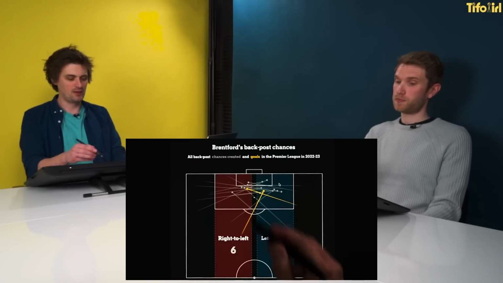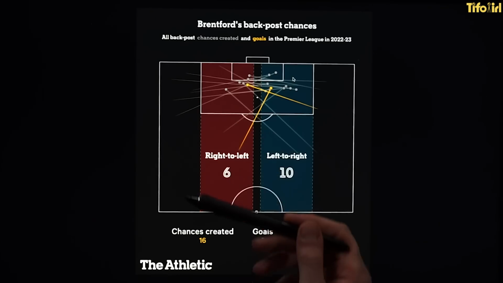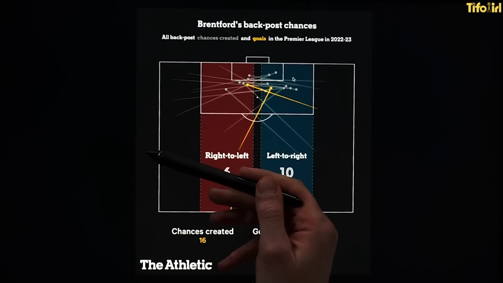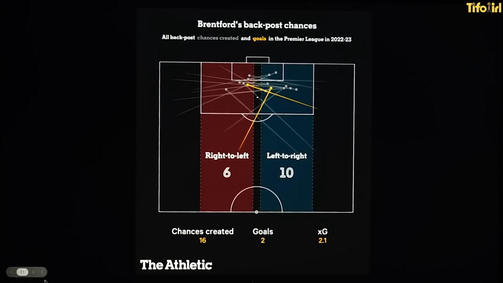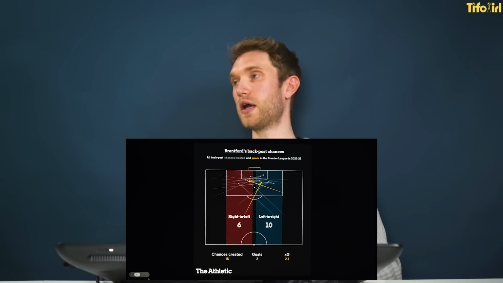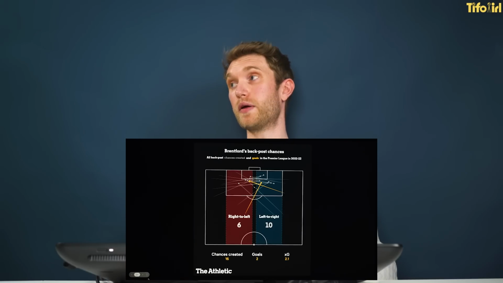Exactly, yeah. From Leeds it would just be through the middle. Exactly, from the deep side near the touchline, it's often going to Bryan Mbeumo on the right side, but you can see nearly double from left to right, and often they are from Rico Henry, yeah.